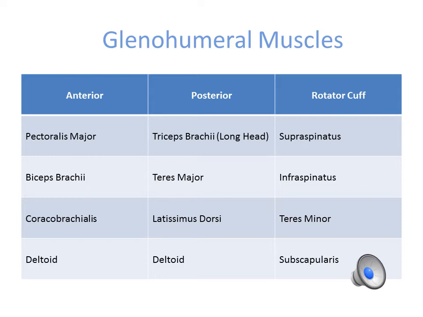Note we did cover latissimus dorsi in the posterior shoulder girdle muscle group, as the latissimus dorsi does have movement at the scapulothoracic interface. We will cover this muscle again for its movements at the glenohumeral joint. The rotator cuff muscles, supraspinatus, infraspinatus, teres minor, and subscapularis will be covered in the next lecture.